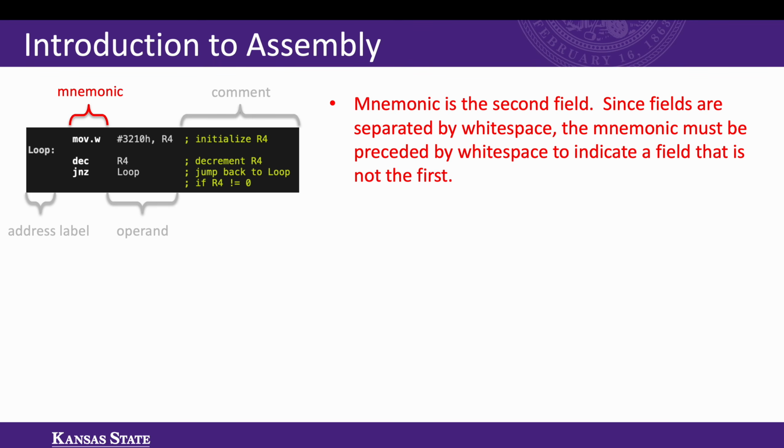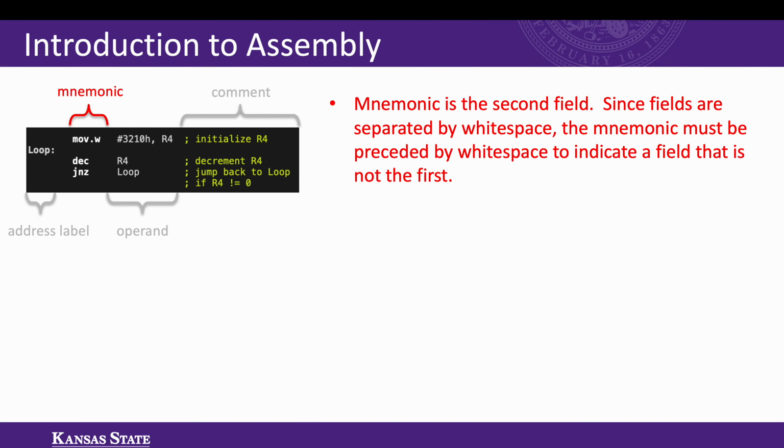Now, the second field is the mnemonic, which we've seen before. Since fields are separated by whitespace, the mnemonic must be preceded by whitespace to indicate that we are not in the first field. The whitespace can be a single space or a tab, multiple spaces or tabs, or a combination of whatever, but usually you'll want to use spacing so that all of the mnemonics are aligned. So in the figure, we see the mnemonics MOV, DEC and JNZ. Notice they are all aligned column-wise.